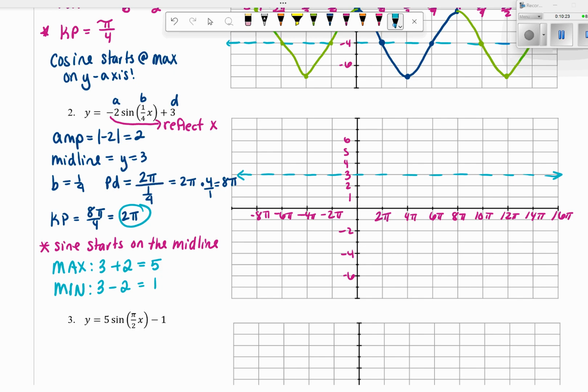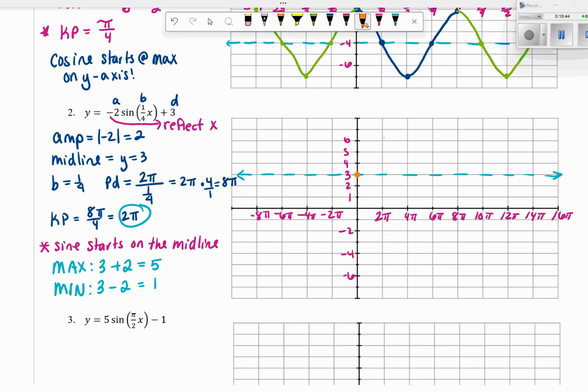And then, if this is my midline, then I know, because this is a sine graph, that sine starts on the y-axis on the midline. Since we start there, we're going to put the dot right here. And then from there, because it's a reflection, normally sine goes up.